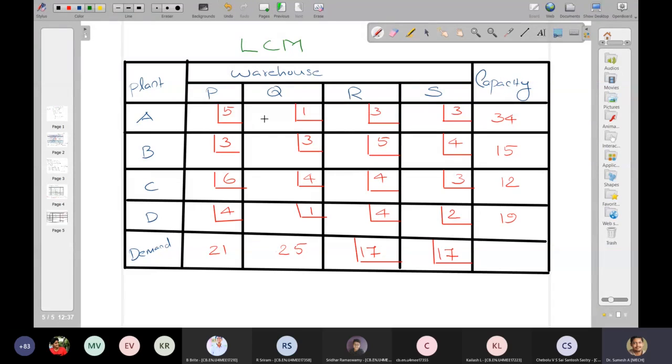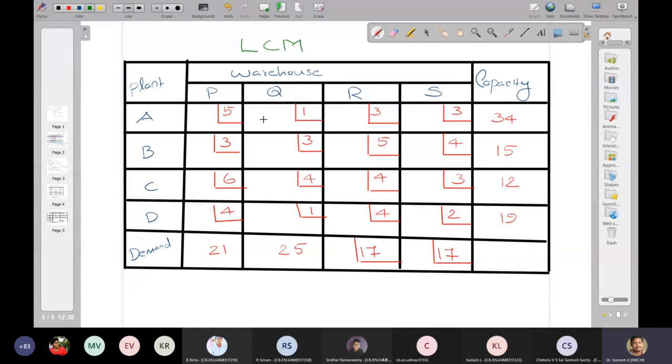So AQ, where A is having a capacity of 34 and Q is having a demand of 25. So what is the status? The demand of 25 can be completely met over there. Am I right?